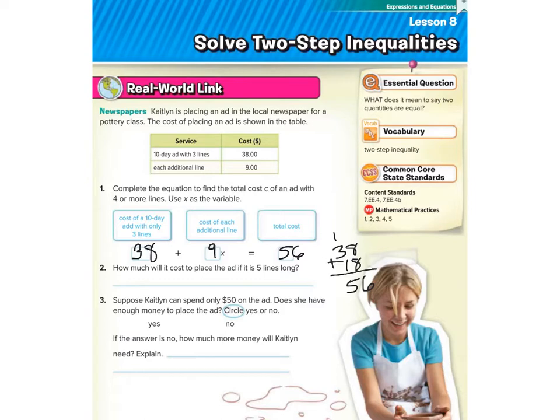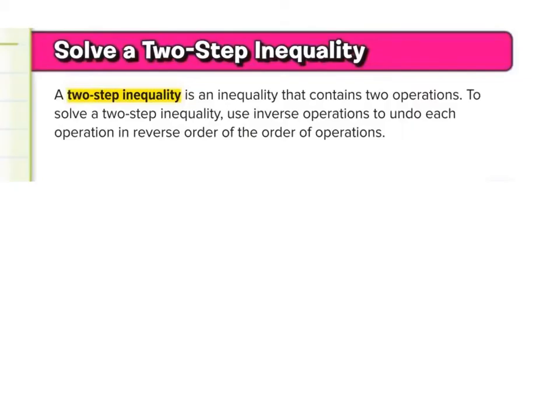Okay. Now suppose Caitlin can spend $50 on an ad. Does she have enough money to place the ad? Circle yes or no. Okay, well, if they're talking about the 5 lines, then no. She has enough money for 4 lines. Then it says, if the answer is no, how much money will Caitlin need? She'll need $56. Perfect.